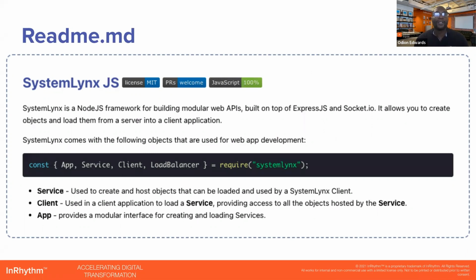The service is used to create and host objects that can be loaded and used by a SystemLynx client. The client is used in the client application to load a service, providing access to all the objects hosted by the service. And app provides a modular interface for creating and loading services.